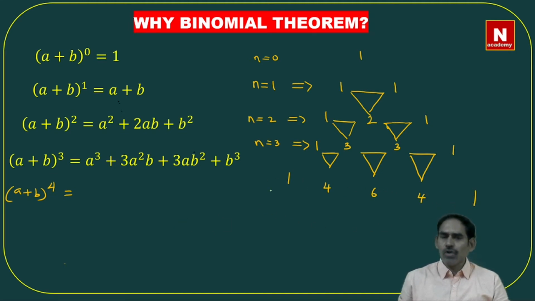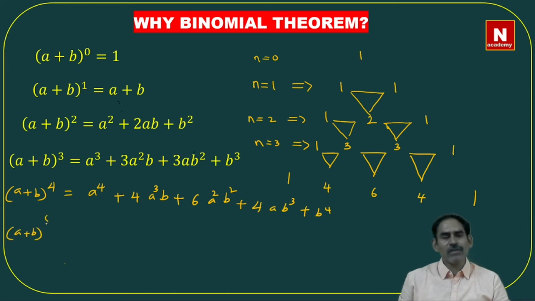Using these coefficients, we can write (a plus b) whole power 4 also. So this is a power 4, and the next, the second coefficient, is 4, so 4 into a cube b. And the next coefficient is 6, 6 into a square b square. And plus 4 into a b cube, and the last one is b power 4. The coefficient of b power 4 is 1. So with the help of this triangle we can write (a plus b) whole power 4, and the same way we can express (a plus b) whole power 5 also.